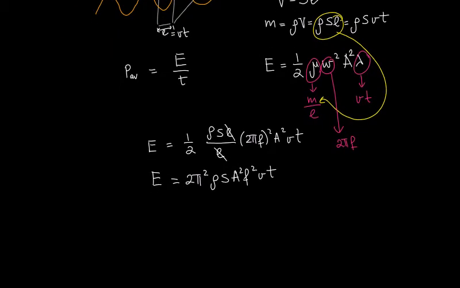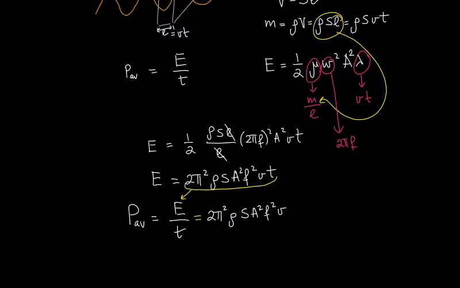Now to write the average power, we say energy per time, and we plug the above expression into this power expression. We will get 2 pi squared rho S A squared f squared and V, because the T's will cancel out.